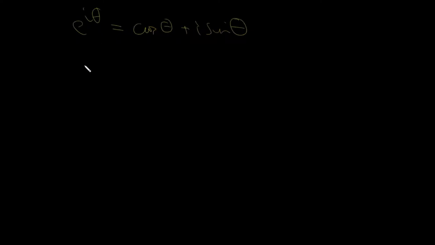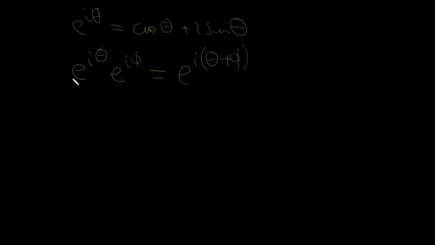So what would happen if we multiplied two of these numbers together? E to the I theta times e to the I phi. Theta could be any angle we like, phi could be any other angle we like. So these are just two arbitrary angles, but when we multiply them together, because these are the same base, the exponents just sum together, and we would get e to the I theta plus phi.